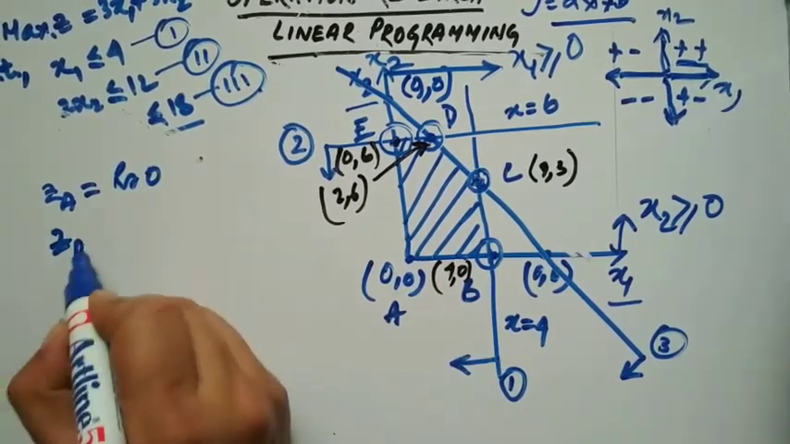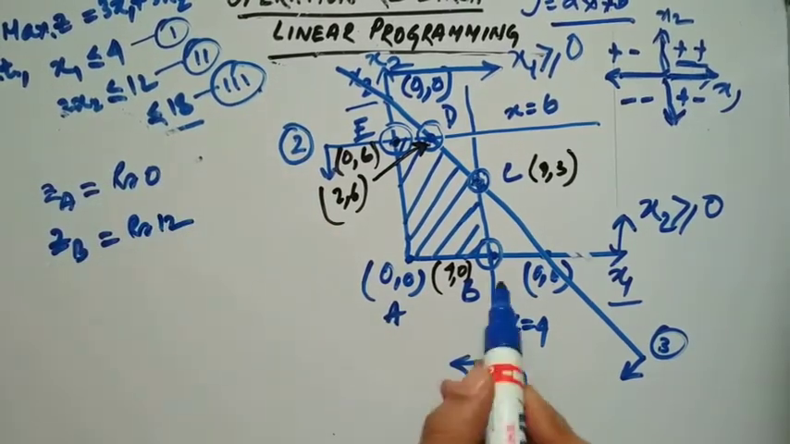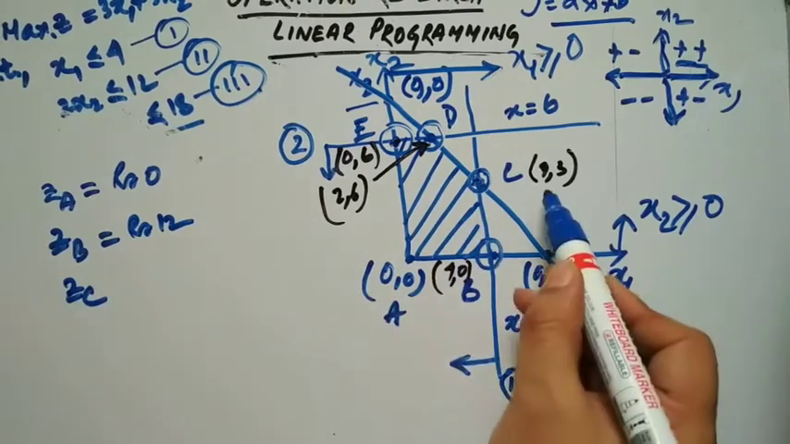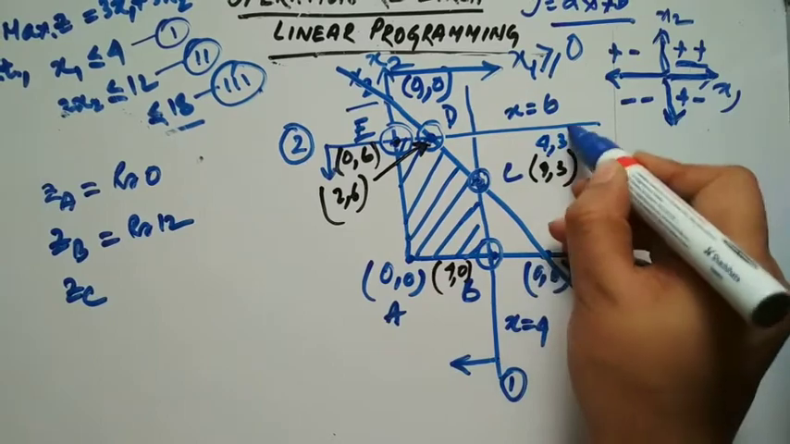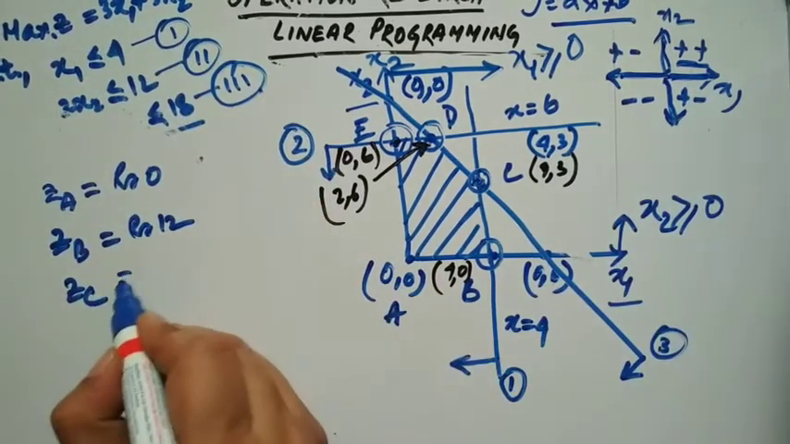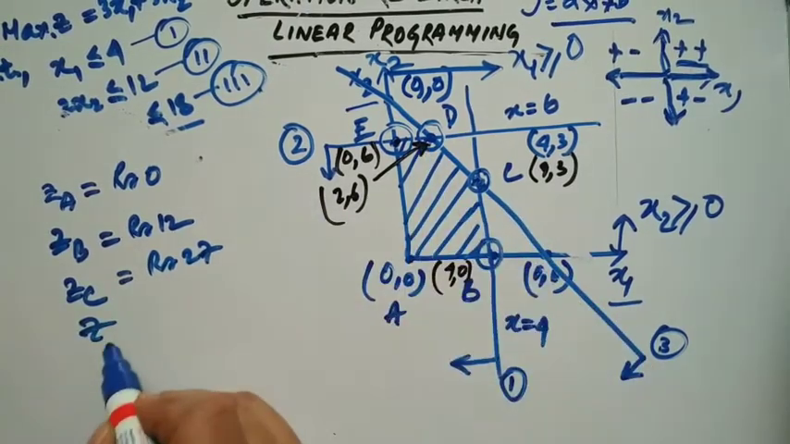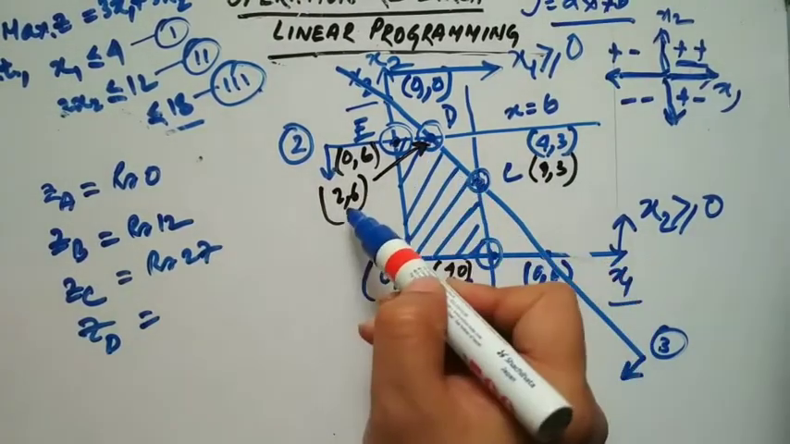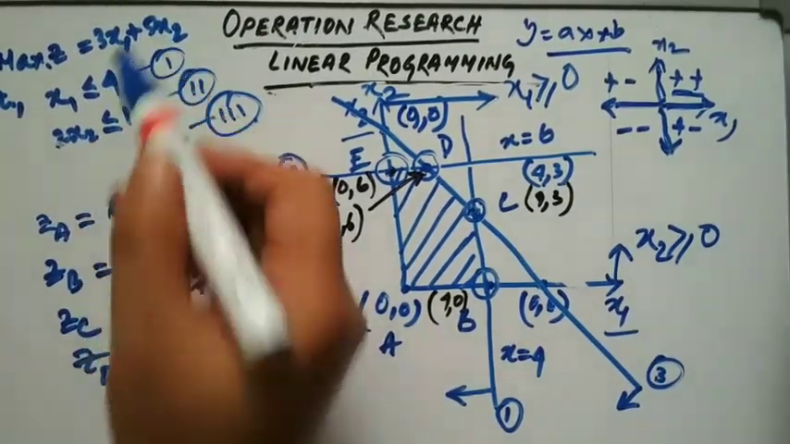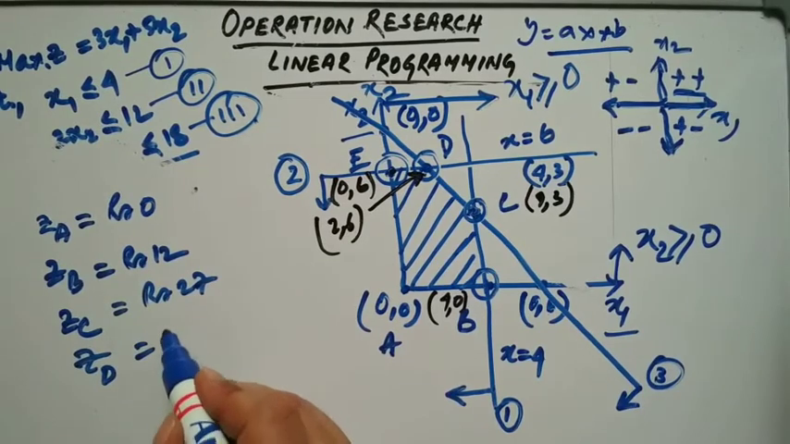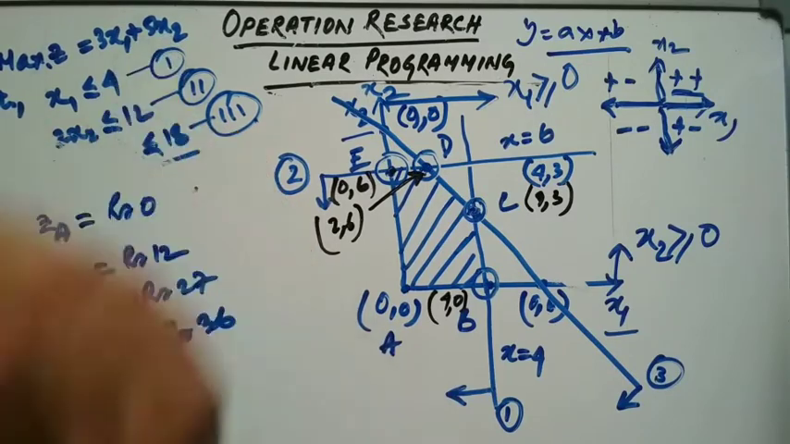Say Z at B, 4, 0, that gives you 12. Z at C, put the values of C, that is 4, 3. So just put 4 and 3 over here, you will get rupees 27. Z at D. What is the value of this coordinate? 2, 6. Just put x1 equals 2 and x2 equals 6, and you will get rupees 36.